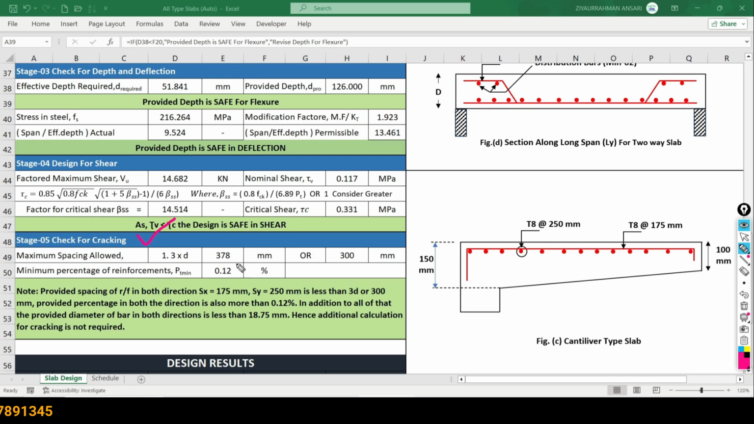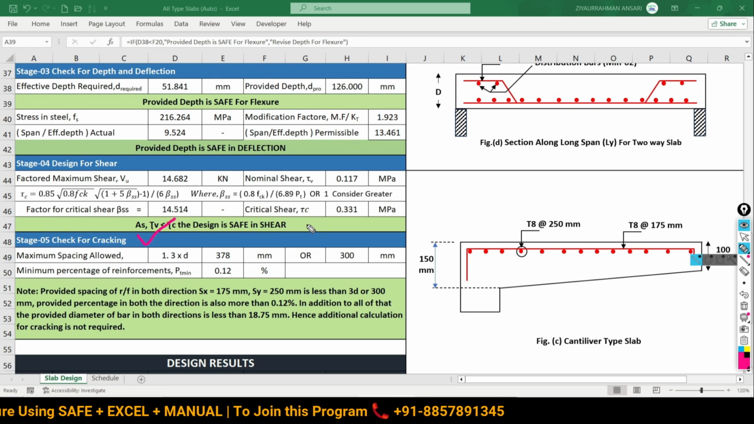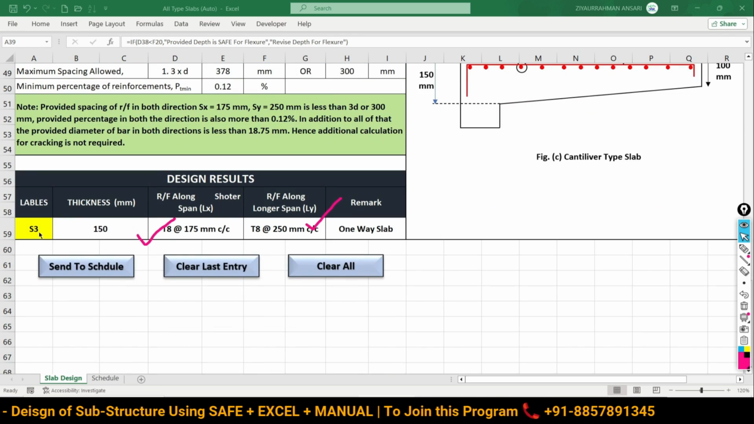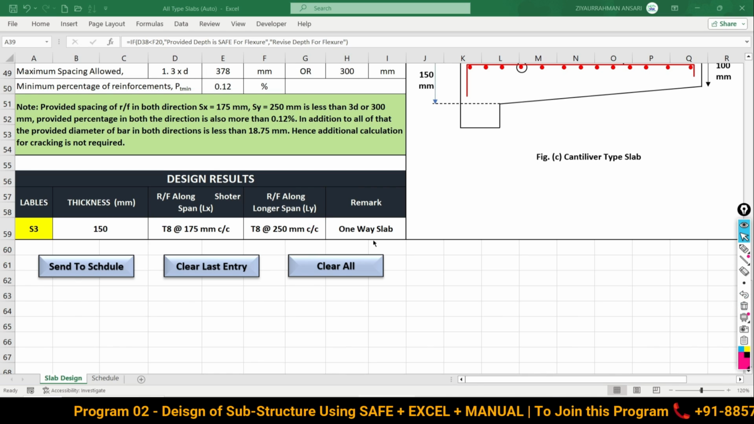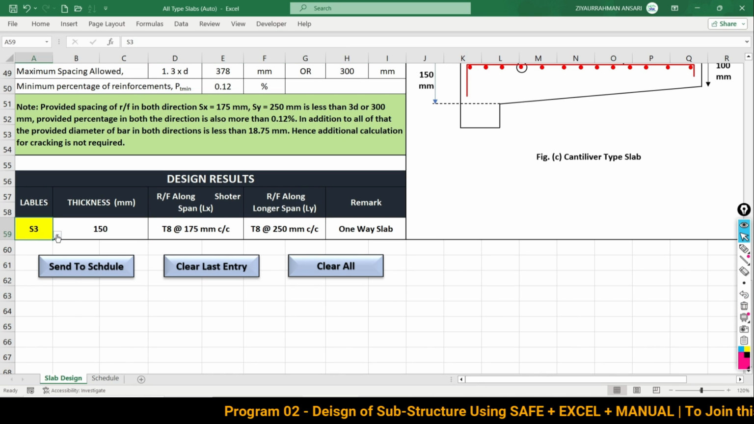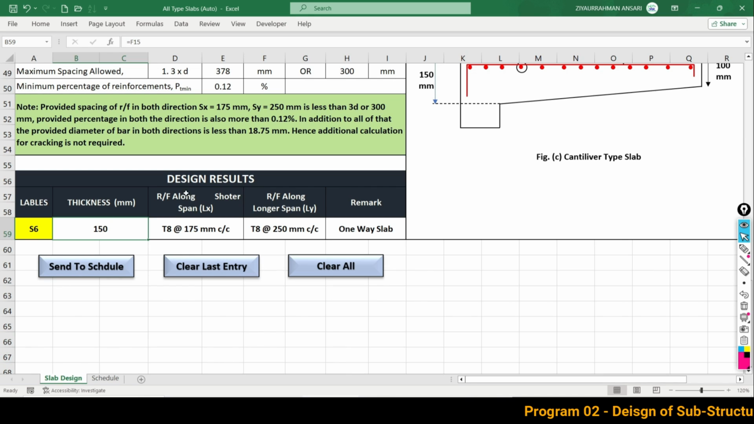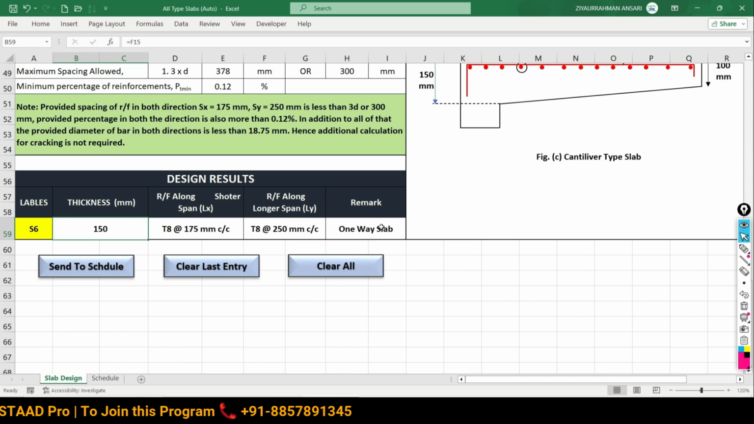So all these checks are going to be performed. If any of the checks fail, that will be intimated by the sheet in red color. And finally, the schedule is present here. This is the type, panel name. I am going to say S6 panel. Overall depth is 150, automatically present, and reinforcement along the shorter span 8 at 175, along longer span 8 at 250, and one way slab it is.